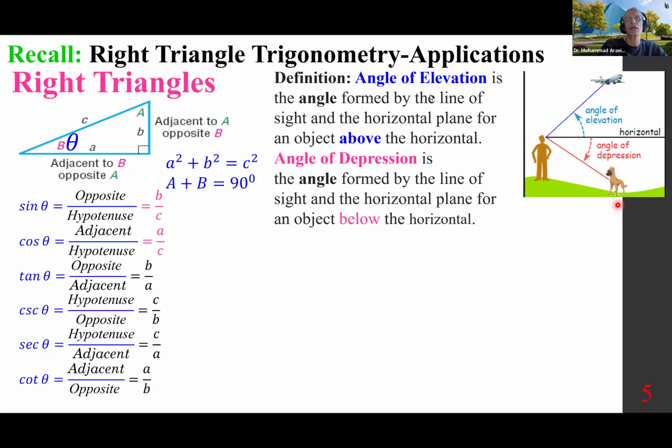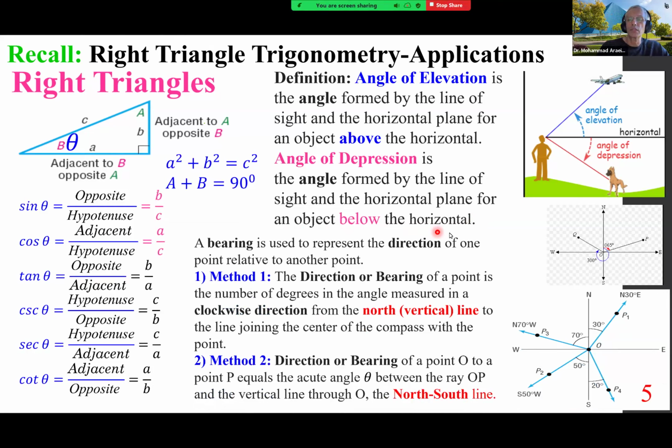So angle of elevation is the angle formed by the line of sight and the horizontal plane for an object above the horizontal, whereas angle of depression is the angle formed by the line of sight and horizontal plane for an object below the horizontal.